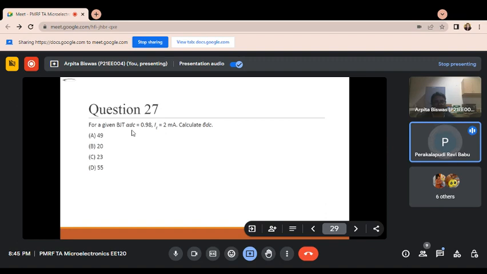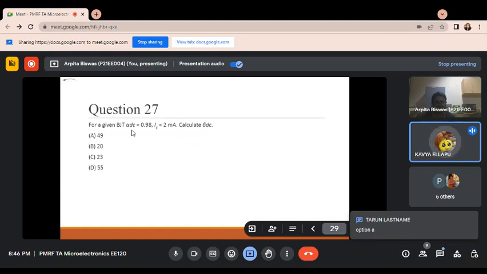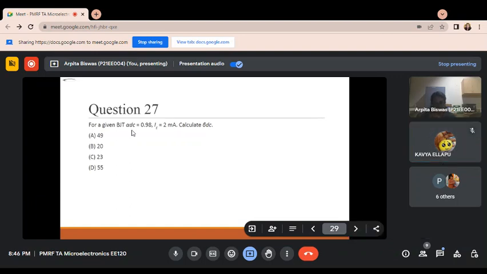Beta equals alpha by 1 minus alpha. Yes, so from that we get it. Here, just directly put the equation beta equal to alpha by 1 minus alpha, and the right answer is option A, 49.